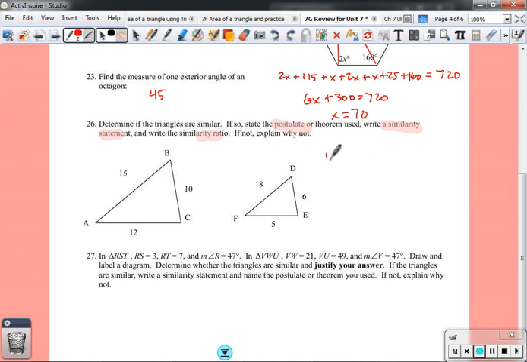Easiest way to tell, I'm going to list the sides of the larger triangle. And then under here, I'm going to list the sides. And I went large, medium, small. So I have to go large, medium, small again. And then these ratios should all be the same if they're similar. 15 over 8 doesn't equal 2, which these both do. So this is not similar. And then it says explain why not. The sides aren't proportional.